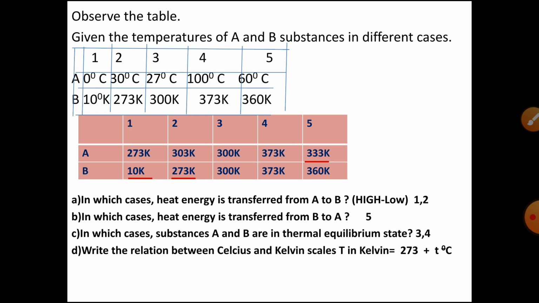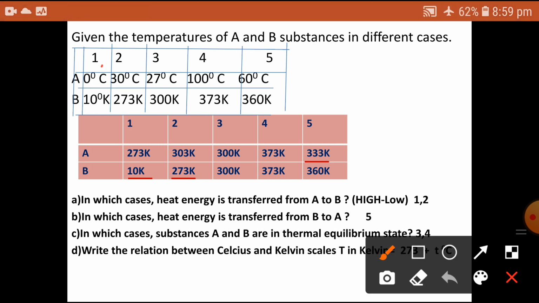Under AS4, table based questions, they may ask you like that. Here you can see A and B are two substances. In case 1, A is at 0 degrees centigrade, and B is at 273 Kelvin. And in the second case, A is at 30 degrees centigrade and B is at 273 Kelvin.